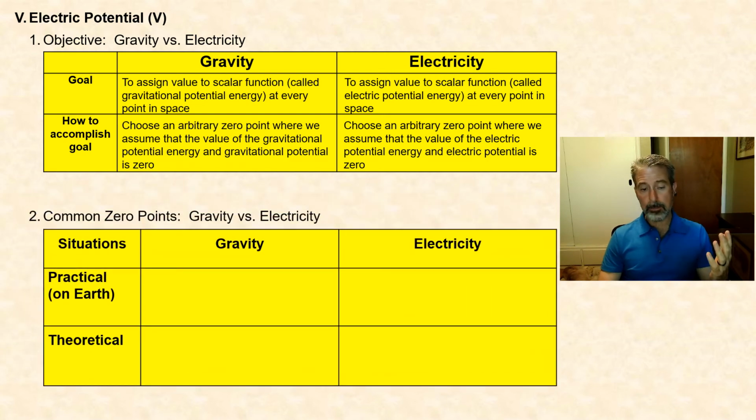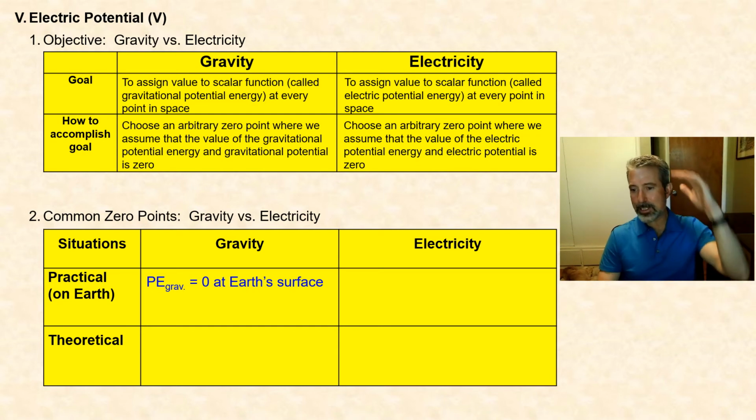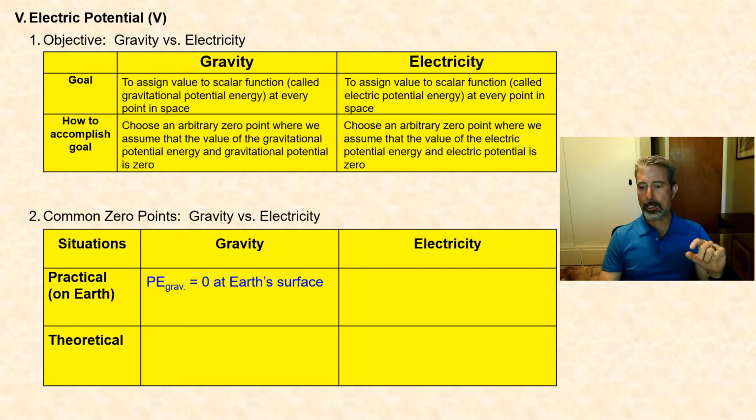Recall in the case of gravity, we very often said, when we could consider the gravitational field to be constant, when we're moving objects small distances relative to the surface of the Earth, let's assume that the gravitational potential energy is 0 at the Earth's surface. Sometimes we said it was 0 at the top of a table, but very often we said the Earth's surface, we'd call that the 0 point for gravitational potential energy.